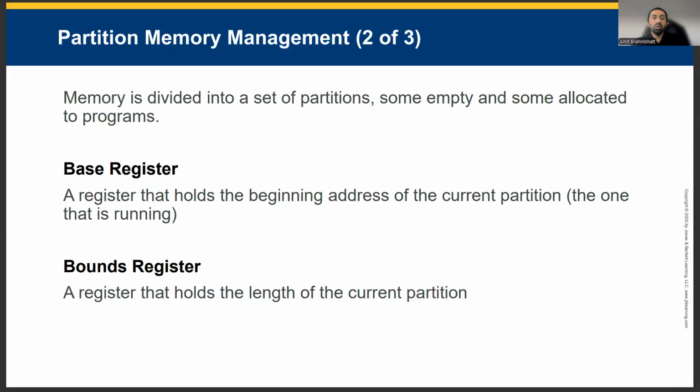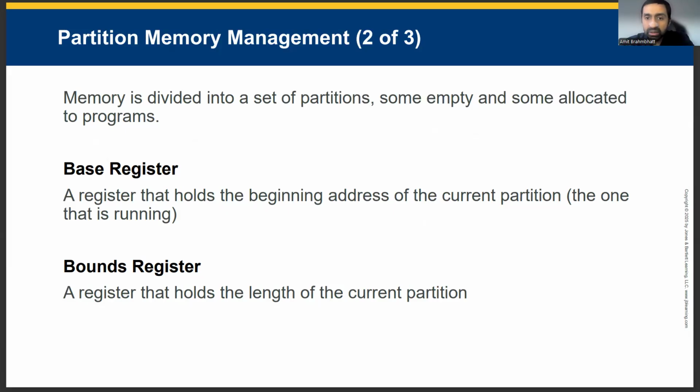Here we understand how the OS handles address resolution in a partitioned memory environment. Each program resides in its own partition, and two special registers are used to ensure memory safety: the base register and the bounds register. The base register stores the physical starting address of the program's partition, while the bounds register stores the size of that partition.